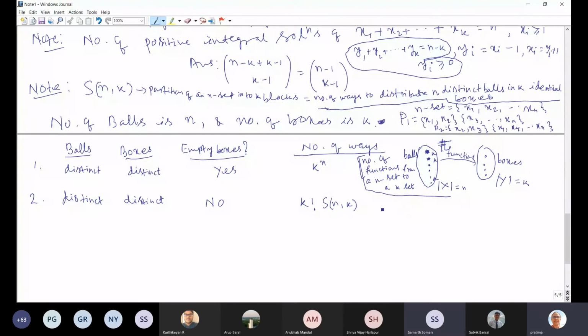SNK means the boxes are unordered, they are identical. If we make the k boxes ordered, then each one of these distributions will be ordered in k factorial ways. So therefore, the answer will be k factorial times SNK. Okay, you agree here? Okay, fine.